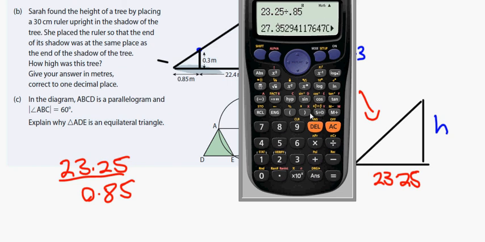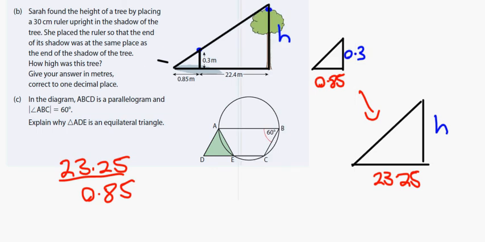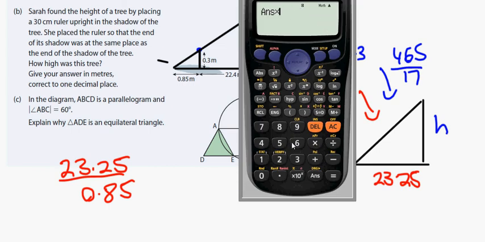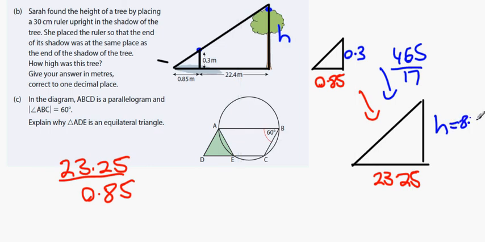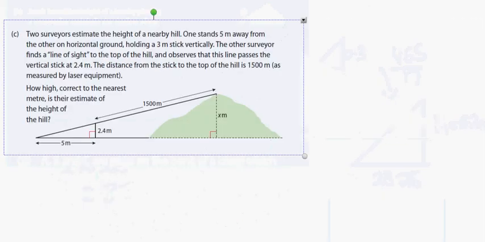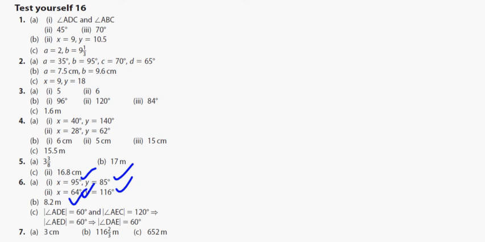And what we get there is a scale factor. We'll just keep it in fraction form, 465 over 17. So if you multiply the small triangle by 465 over 17, you get the length of the larger triangle. So we're just going to multiply 0.3 by this number. So our answer here multiplied by 0.3, and what we'll get for the height of the tree is 8.2 meters. Okay, so h equals 8.2 meters. So let's see if we got this one right. 8.2 meters.